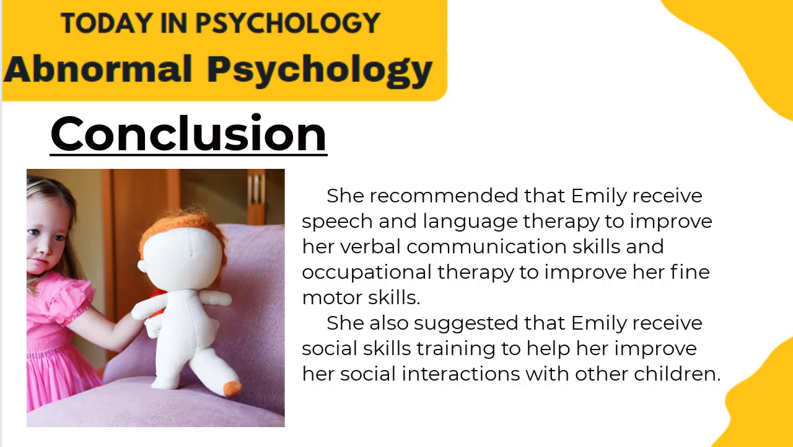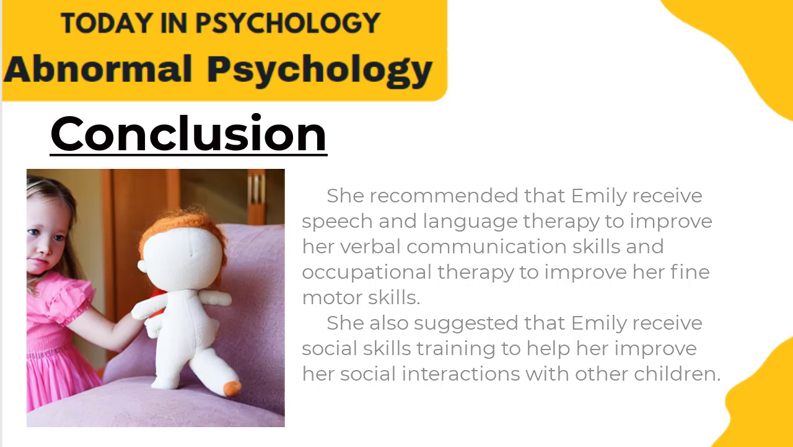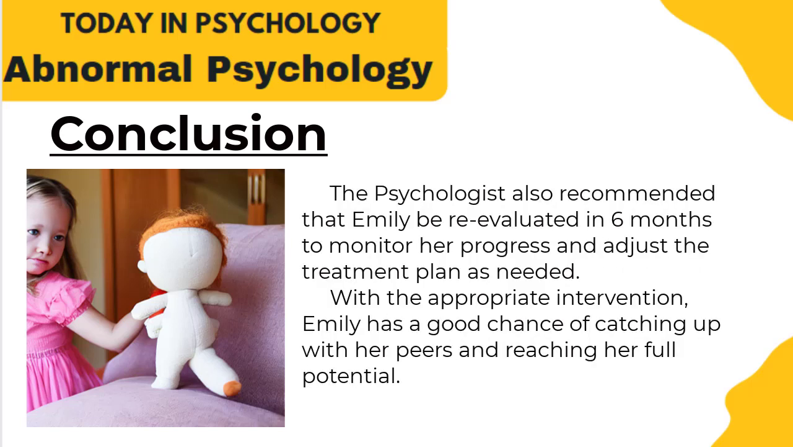She recommended that Emily receive speech and language therapy to improve her verbal communication skills and occupational therapy to improve her fine motor skills. She also suggested that Emily receive social skills training to help her improve her social interactions with other children. The psychologist also recommended that Emily be re-evaluated in 6 months to monitor her progress and adjust the treatment plan as needed. With the appropriate intervention, Emily has a good chance of catching up with her peers and reaching her full potential.